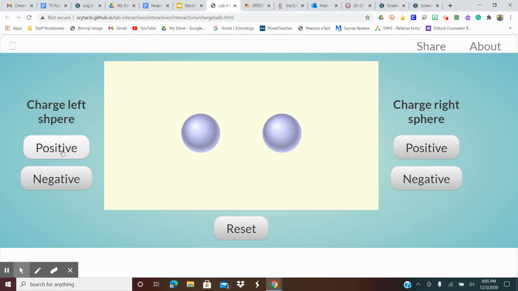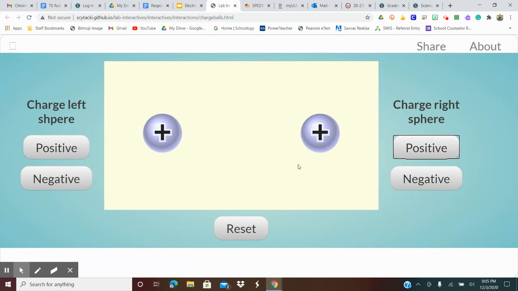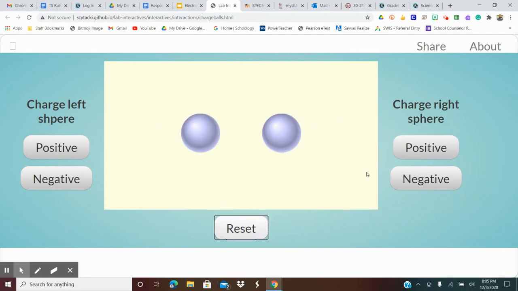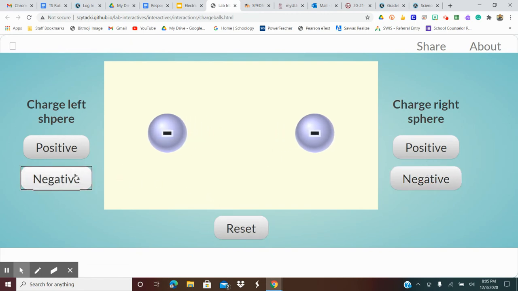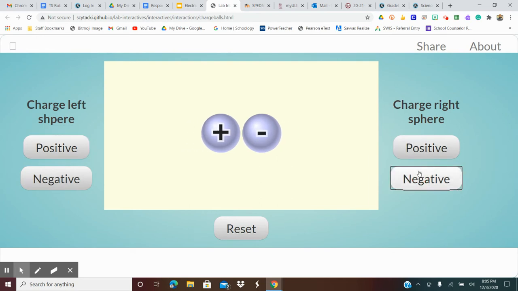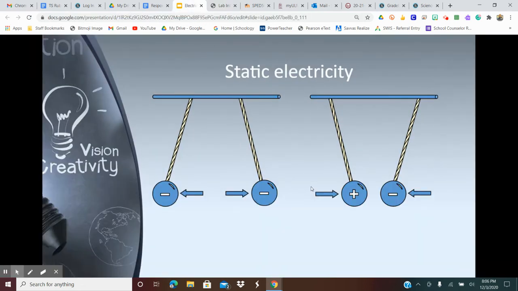So if we look at this, if I make this side positive and this side positive, they're going to repel. So each sphere has a positive one. If I reset it and I make this side negative and this side negative, what do you think will happen? Well, they'll repel. Let's reset this. So if I make this side positive, but I change this side to be negative, they come right together. So if they're opposite, they attract. All right.